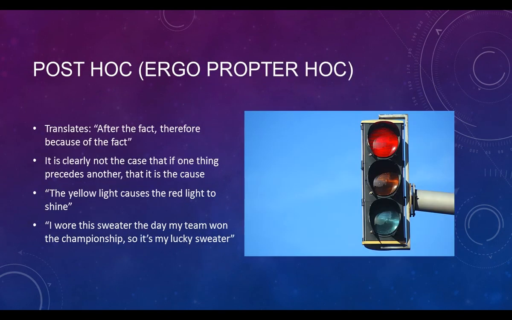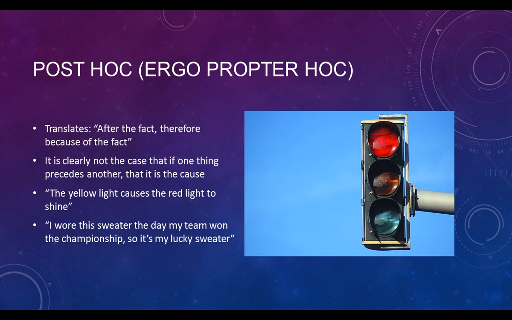A couple of causal fallacies. These are fallacies about attributing causation. Post hoc ergo propter hoc, which means after the fact, therefore because of the fact. I'm going to do these pretty quick because I think they'll be obvious, and I'm more or less just telling you the name for this thing that you already knew. It's clearly not the case that if one thing precedes another, then it is the cause, right?